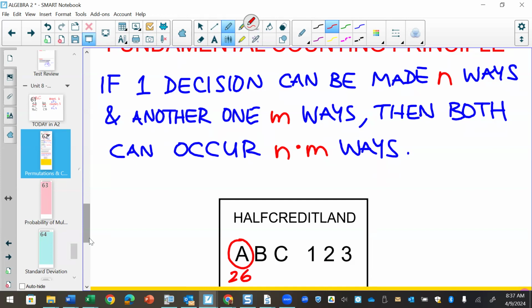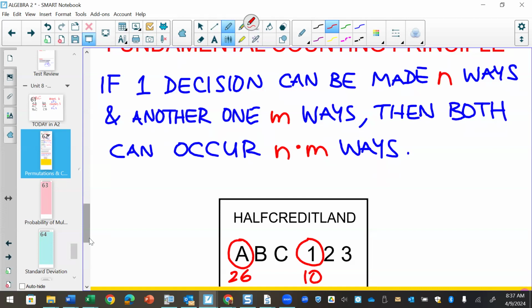How many could go in the second one? 26. Third one, 26. But how about the numbers? How many possible things could go there? How many different numbers? Gotta be one digit. 10. 9 plus 0. Make sense? Okay, so there are 10 possibles for those, 26 for the letters, and what does it say?